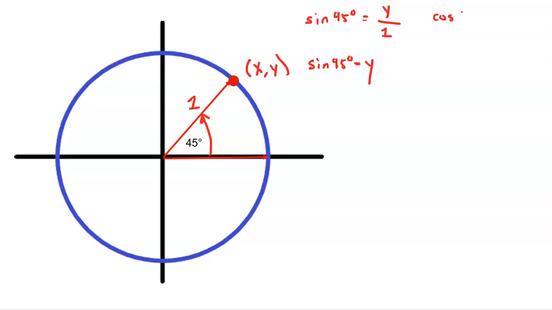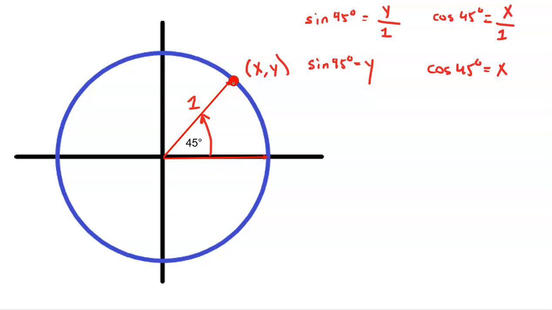And cosine of 45 degrees is my x coordinate divided by the radius, which again is 1, so I don't really have to worry about it. So cosine of 45 degrees equals x. Now, why do I not need a calculator for 45 degrees? For the previous problem, 136 degrees, I definitely needed a calculator. Why do I not need a calculator here?